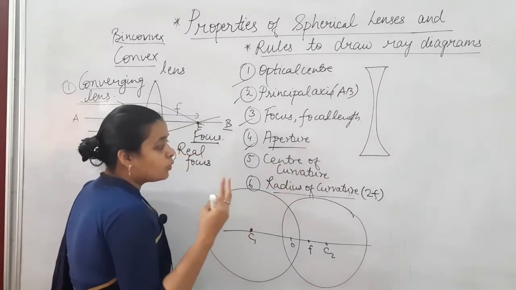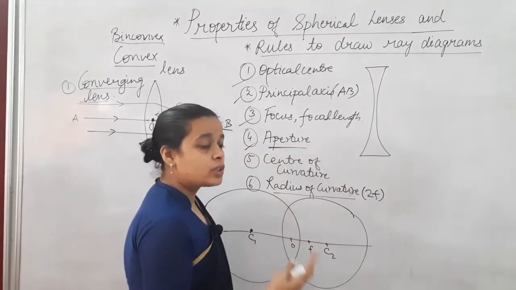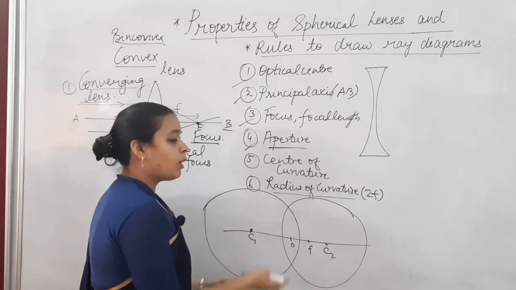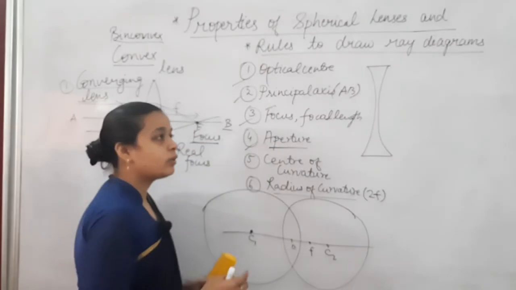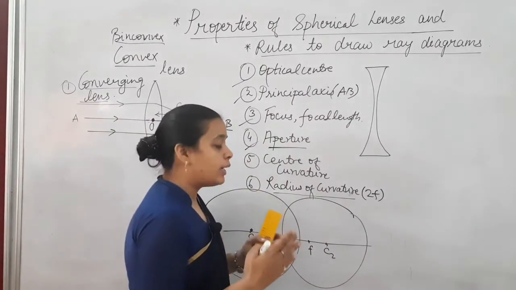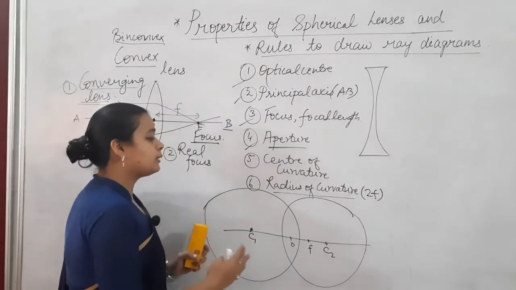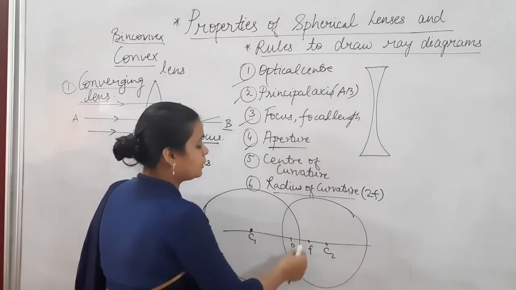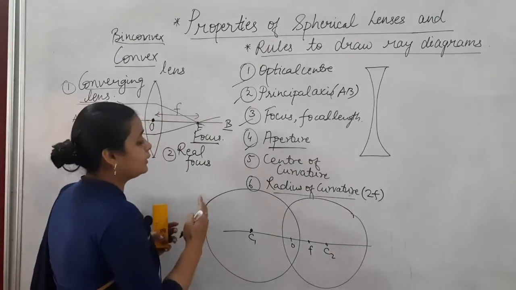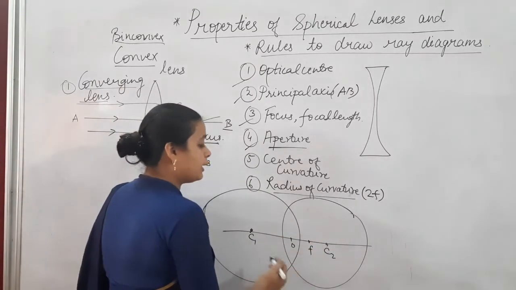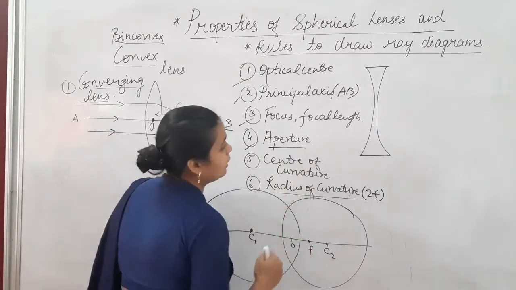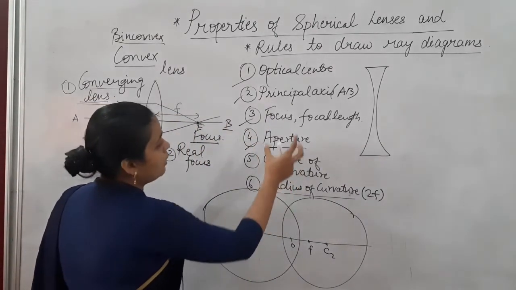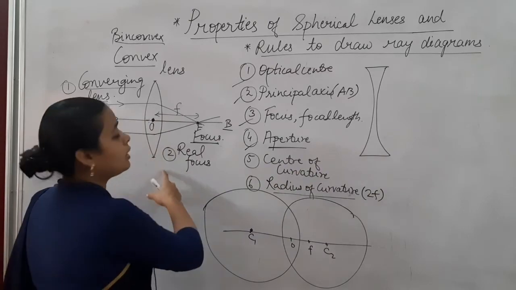The center of those two spheres of which this lens has been taken as a part. जिस लेंस को बनाने में हमने जिन दो स्फेयर्स से उसके स्फेरिकल सरफेस को कट करके कन्वेक्स लेंस बनाया, उस स्फेयर के सेंटर्स को ही हम क्या बोलते हैं? सेंटर ऑफ कर्वेचर. These all terms I have told in context to this convex lens.